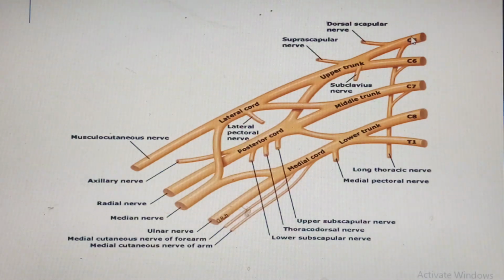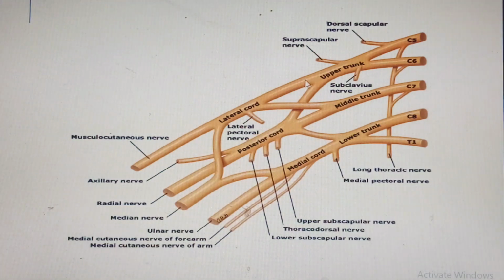When the C5 and C6 roots come together, we form the upper trunk, and of course the C7 root stays alone as the middle trunk, with the C8 and T1 roots coming together to form the lower trunk. Please note that. And then these trunks will divide into anterior and posterior divisions.